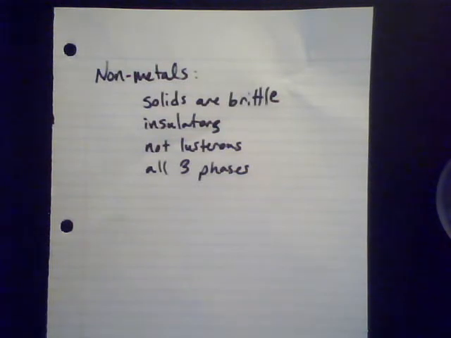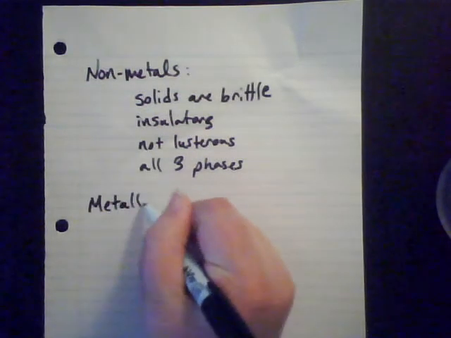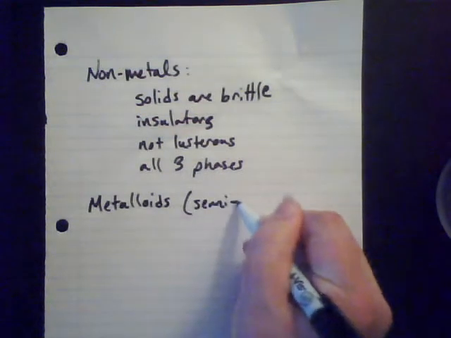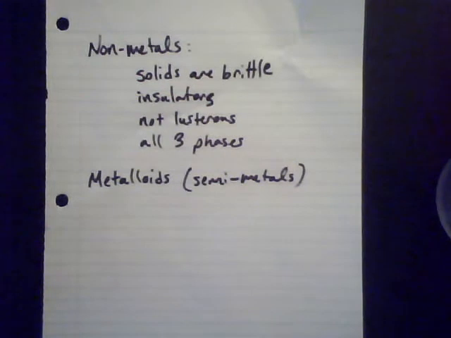And we get to metalloids then, so metalloids are that stair step, which are also called semi-metals. Then they have characteristics of both. These metalloids can be both metal-like and non-metal-like, so that's kind of how they get classified. Okay, so there's some characteristics.